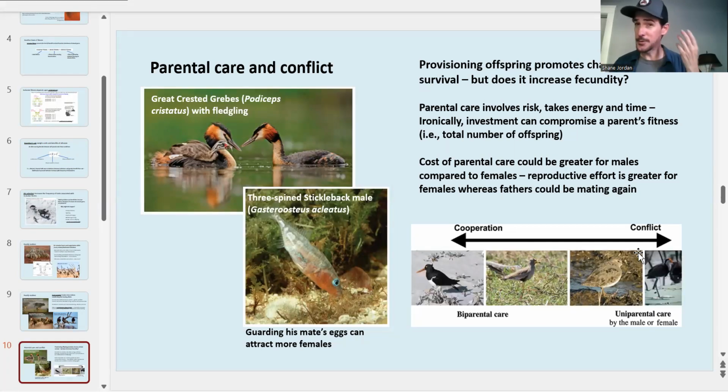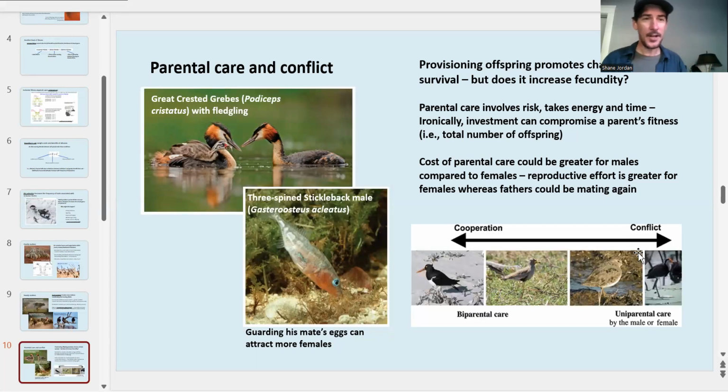This happens for some different reasons. First of all, parental care is risky. It takes a lot of energy, it takes time. And it's kind of ironic to think that this can compromise a parent's fitness, that is, the total number of offspring that they're able to have. If parents are investing time and energy into raising their offspring, they're taking time and energy away from possibly having more offspring. So there's kind of a weird quandary in there.